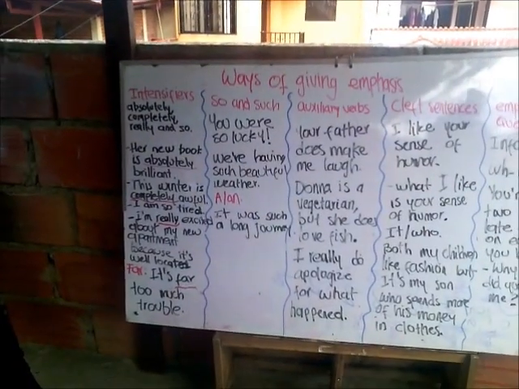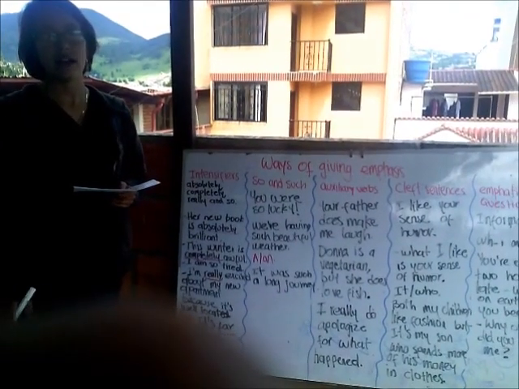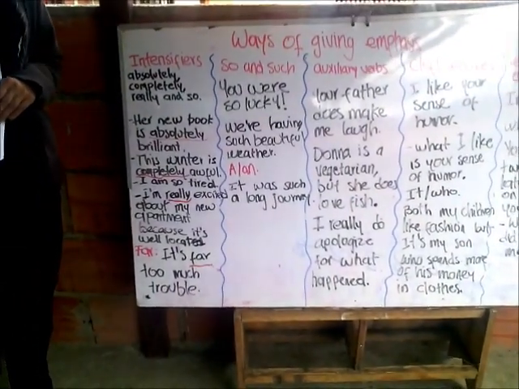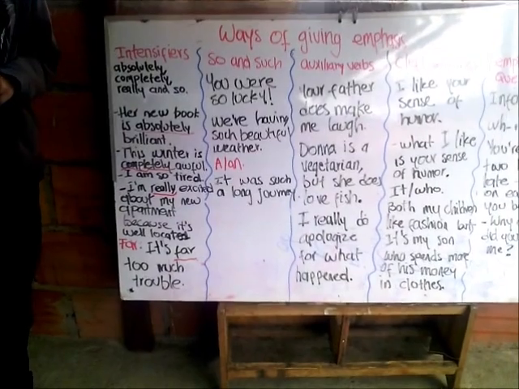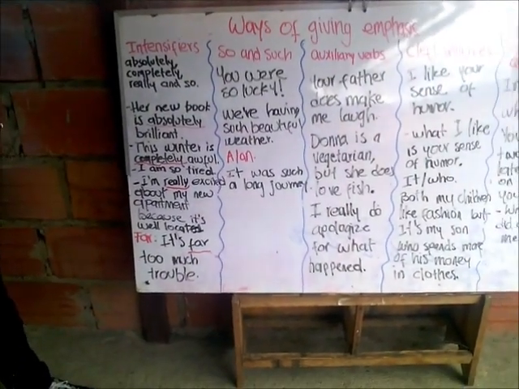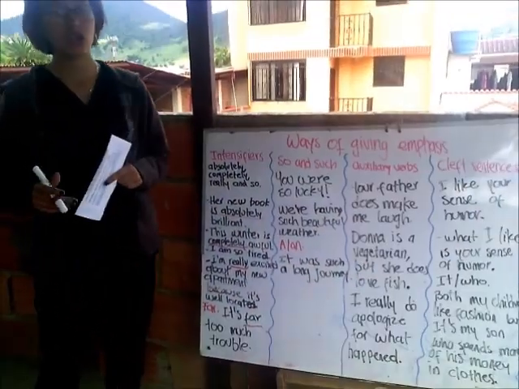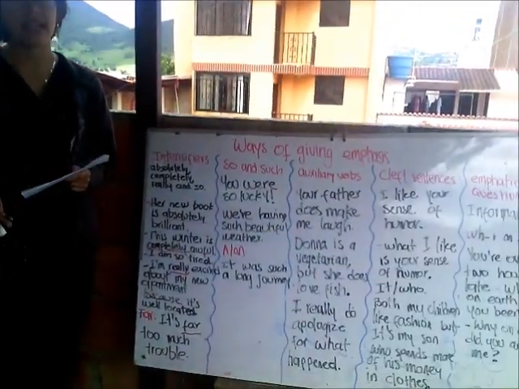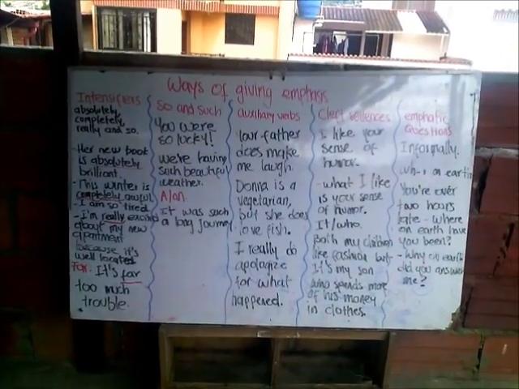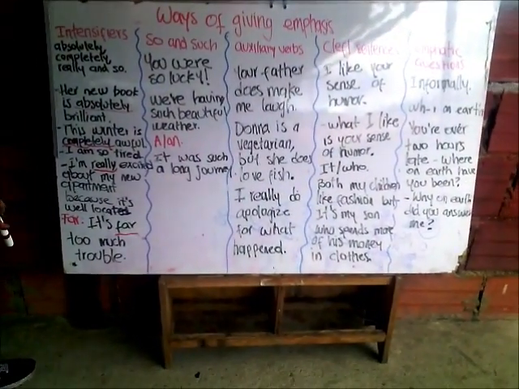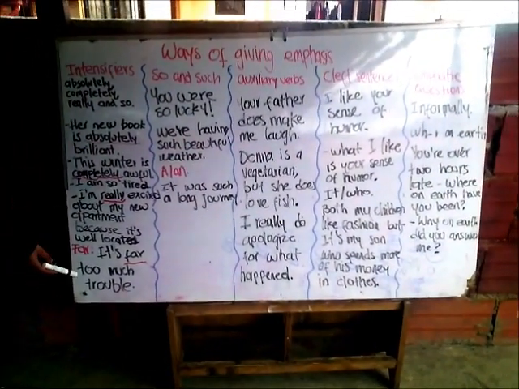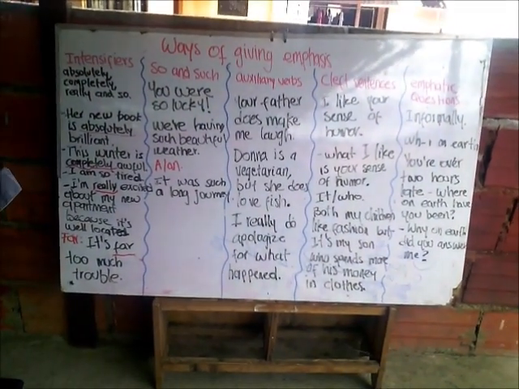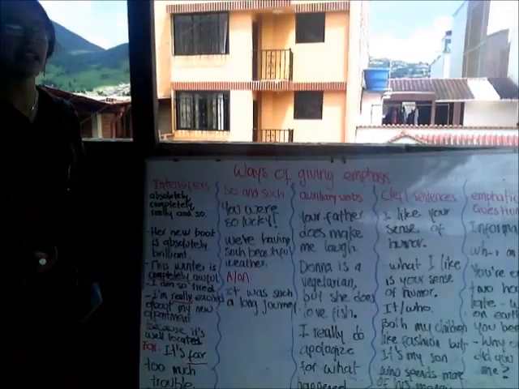Well, we also have far. We use far to give emphasis with too plus adjective, or with too much, too many plus a noun. For example, it's far too much trouble. Far shows us that it's too much. It's a lot of trouble.